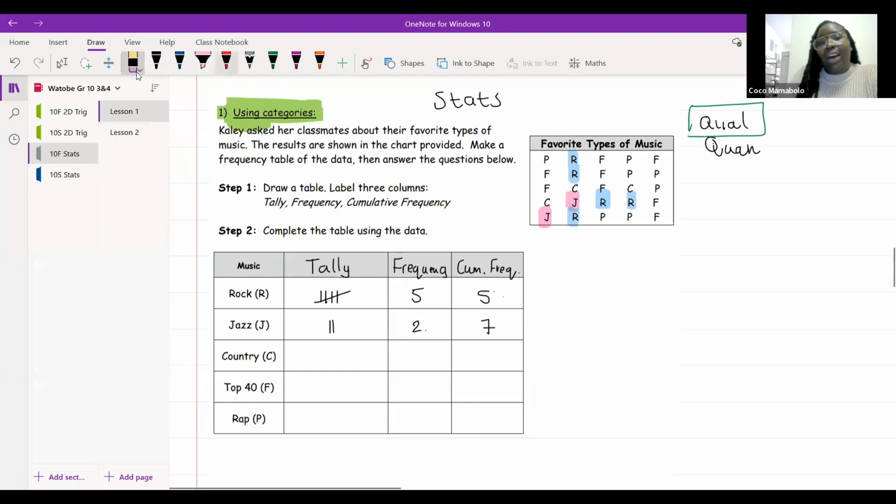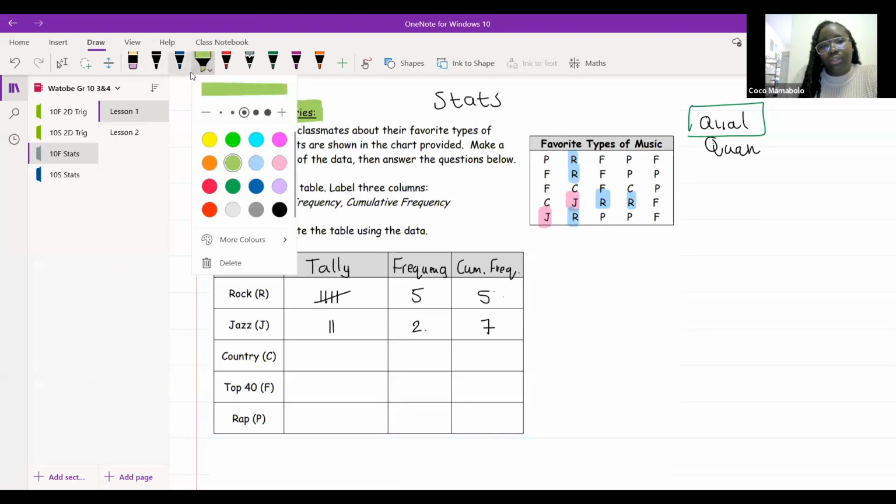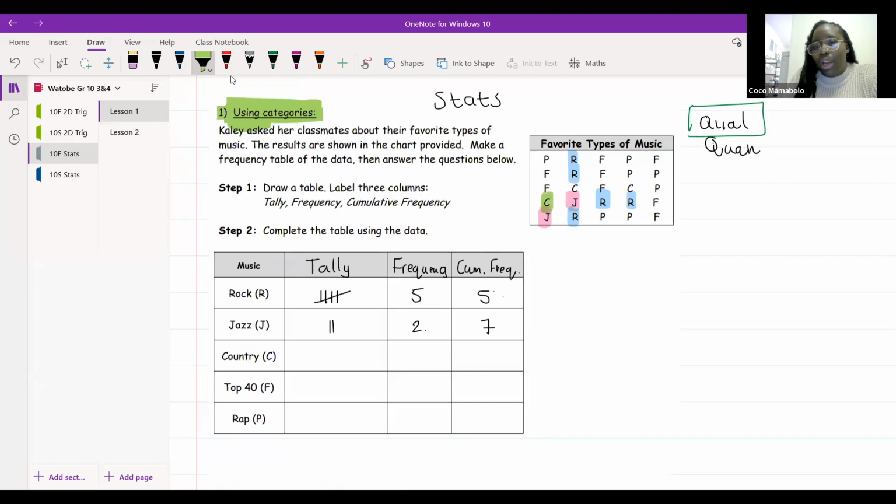All right, let's count. How many kids like country? 1, 2, 3. So the frequency of kids who like country is 3. So we're going to go 7 plus 3, so our cumulative frequency over here will be 10. Excellent. Okay. Do we think we can finish up the rest of the graph? Give me a thumbs up if you know what comes next, because it's quite nice and easy.